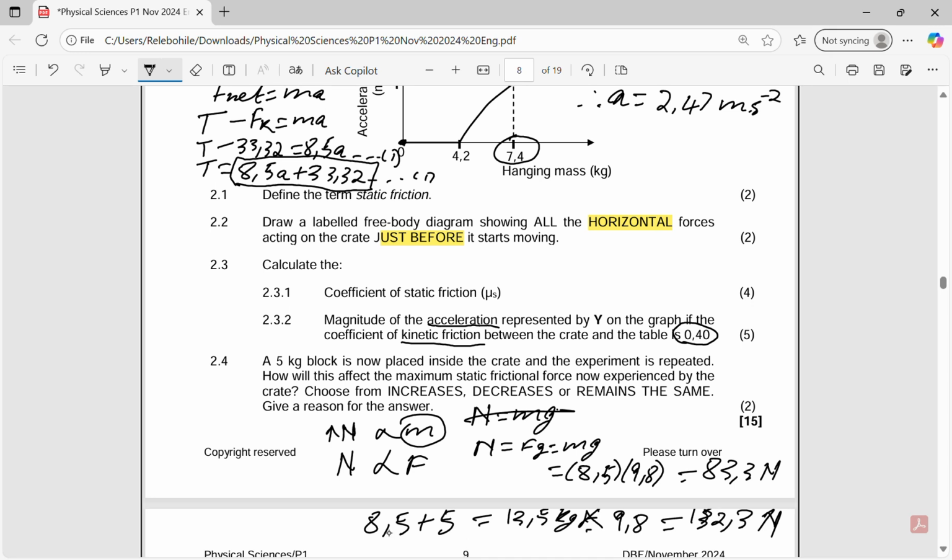And what does this mean? This means that because I've increased my mass, the normal force increases, and if the normal force increases, the static frictional force has to also increase. So the answer that I'm going to choose is increases. The static frictional force will increase. And why does it increase? It increases because increasing the mass increases the normal force, and the normal force is directly proportional to friction. And that's how you will basically answer this question, guys.